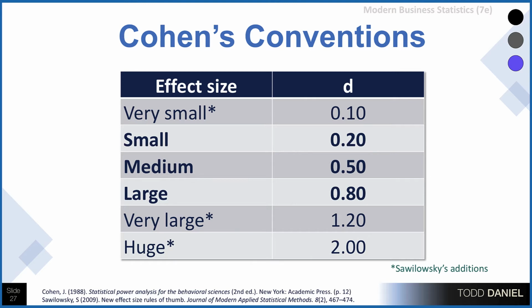Another researcher added some other conventions that we could apply. For instance, 0.10 is very small, a 1.2 is very large, and a 2.0 is huge. Now you might ask yourself, where do these conventions come from? What do they relate to? Well, technically what they are is measures of standard deviation. If you have an effect size of 0.5, that means the difference between the means was half of a standard deviation. However, these conventions are arbitrary.